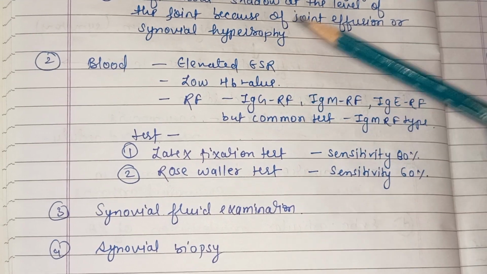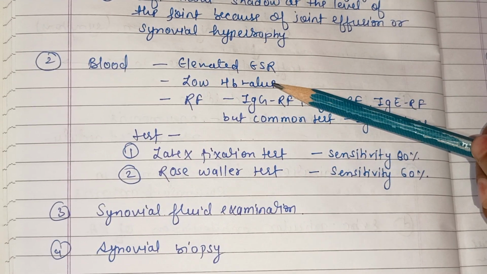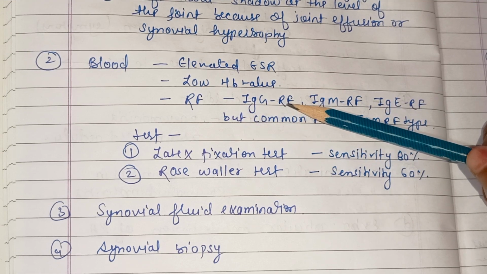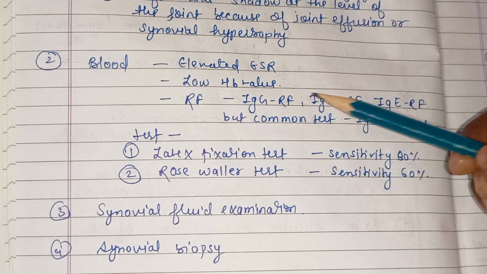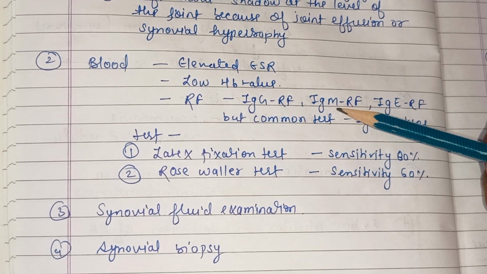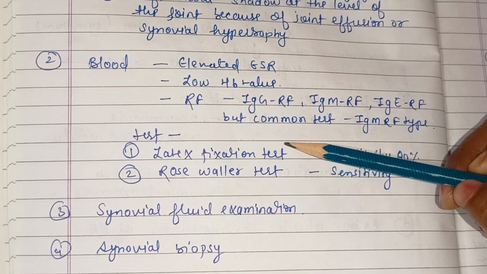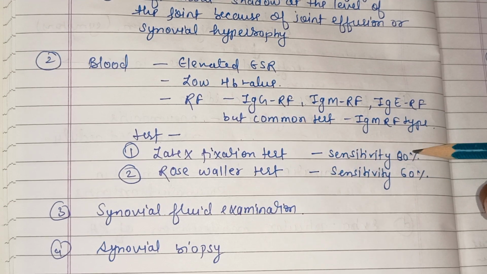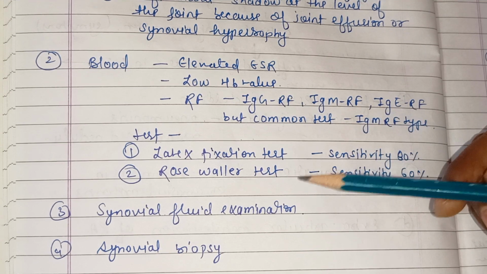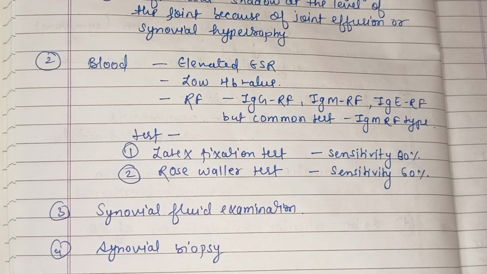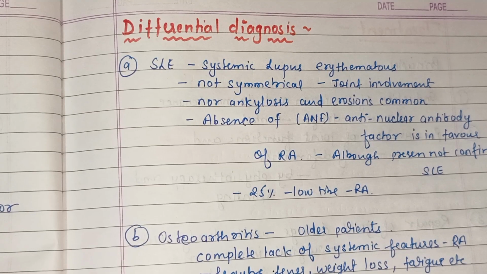In blood picture, you can see the elevated ESR, low level of hemoglobin value, rheumatoid factor. The immunoglobulin antibodies are seen: IgG, IgM, IgA. Most common is the IgM, which are used for tests, that is latex fixation test and Rose-Waaler test. Latex fixation test has a sensitivity of 80% and Rose-Waaler test has a sensitivity of 60%. Synovial fluid examination and synovial biopsy are the investigation of choice for rheumatoid arthritis.